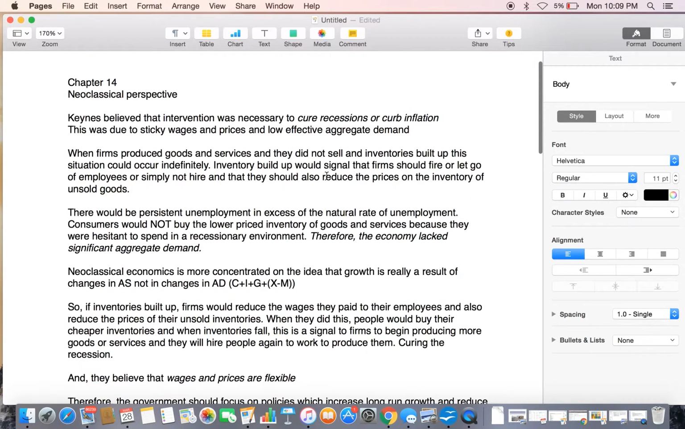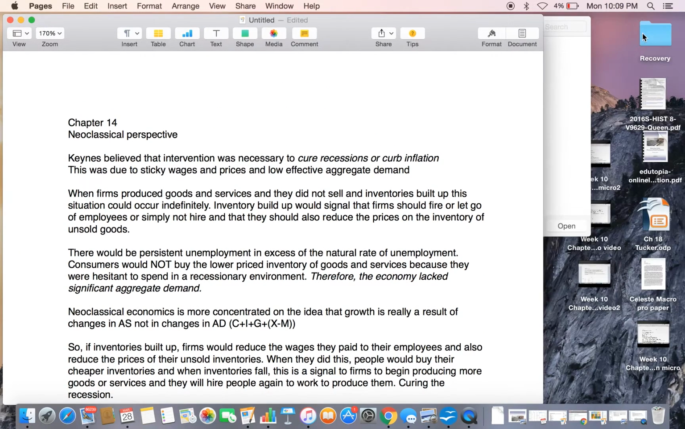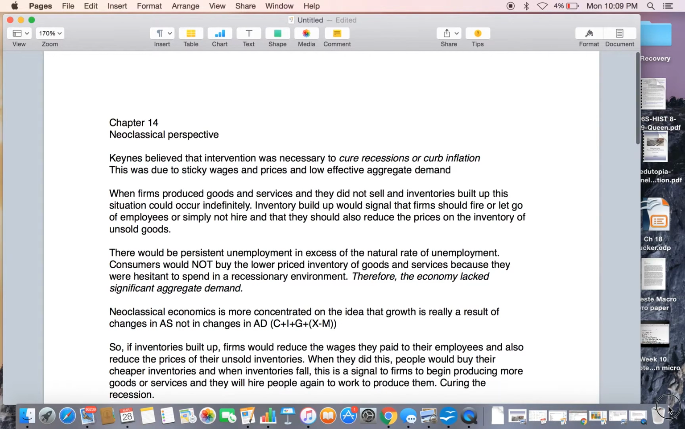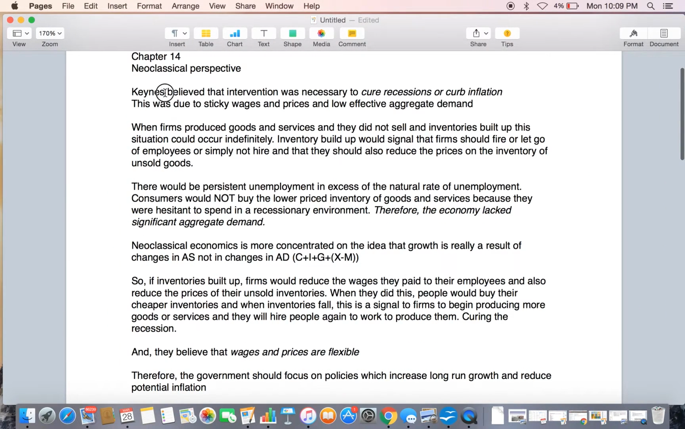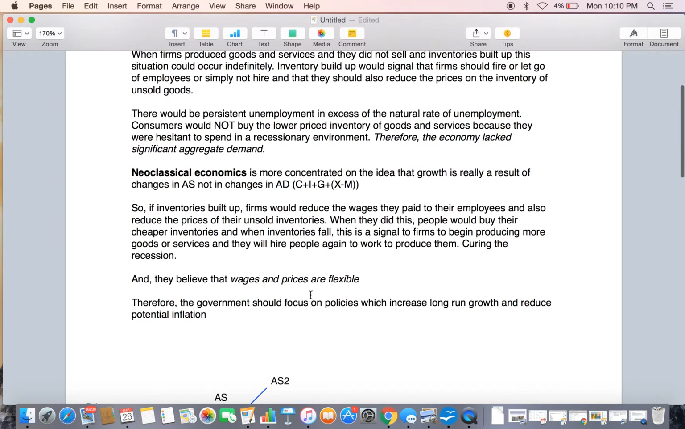So this is not the longest lecture. I do urge you to take a look at the Phillips curve if you have time. But it's just important to understand that there is a significant difference between what Keynes advocated and what the Neoclassical economics school advocated. Keynes really advocated for government intervention in fiscal and monetary policy to cure recessions or curb inflation, whereas neoclassical economics prescribed that government policy should focus on increasing long-run growth and reducing potential inflation.